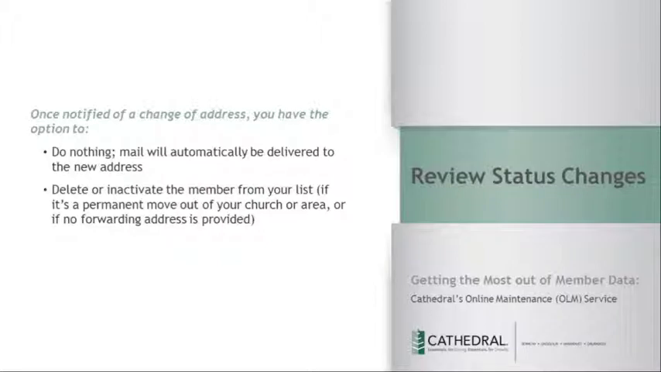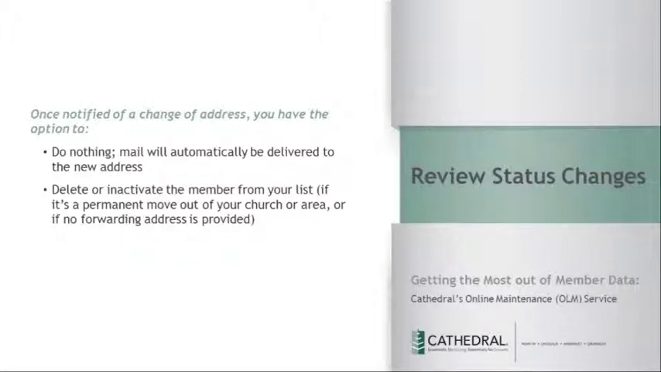To find your address changes on OLM, you just need to again go to the View Download Reports tab. That's a very important tab for you to know, the View Download Reports tab. And this time you're going to choose the NCOA link report.